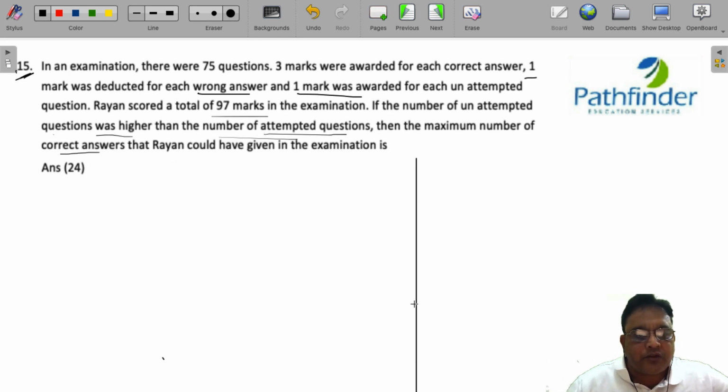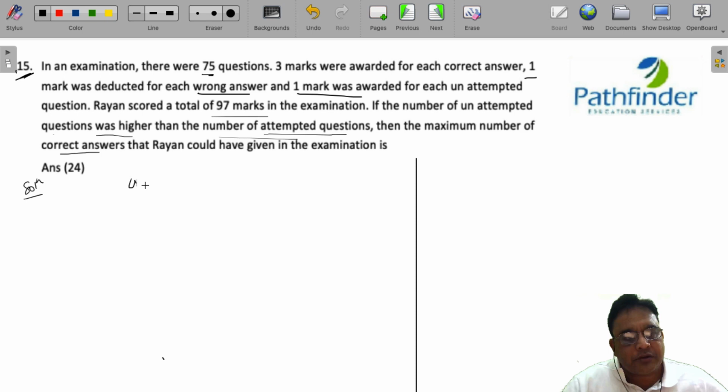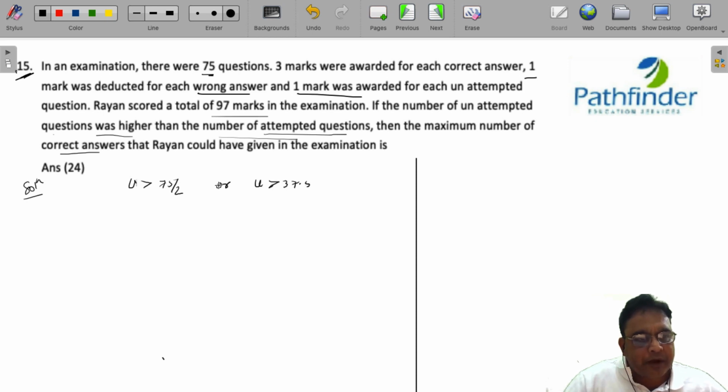Now, to answer this question, the first thing you got to realize is the number of unattempted questions was higher than the number of attempted questions. Now, when is this possible? This is possible if the number of unattempted questions u is greater than half the number of questions. So, u must be greater than 75 by 2, or u must be greater than 37.5.